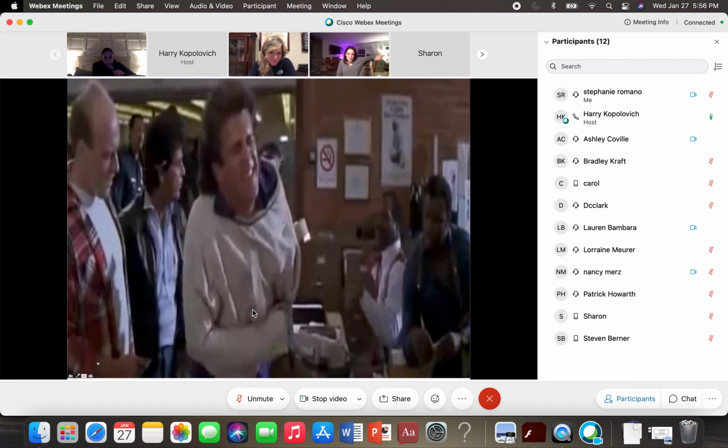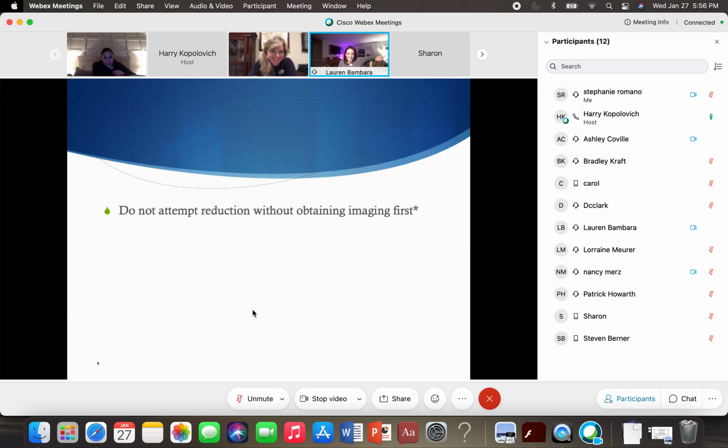Please don't have the patient reduce their own shoulders unless it's Mel Gibson and you're watching Lethal Weapon. All right. So, also, with regards to reduction, you may be tempted to reduce that shoulder as soon as you see it because now you know exactly what a shoulder dislocation looks like. And I put here an asterisk.